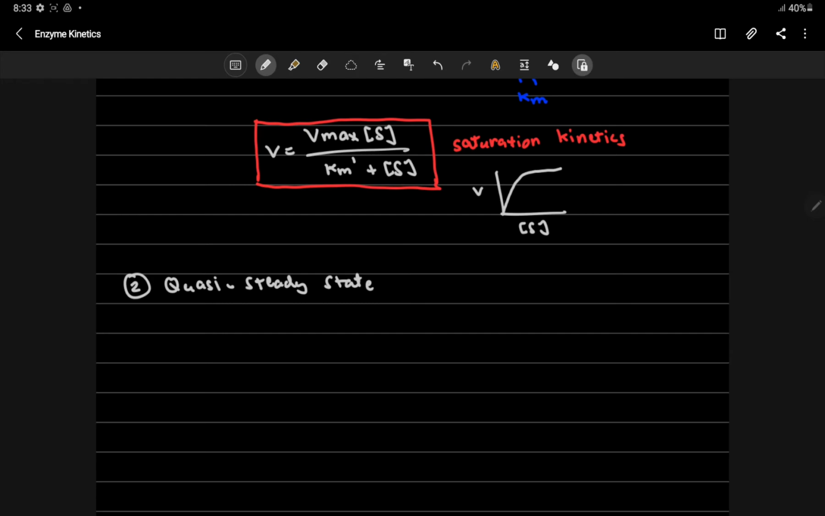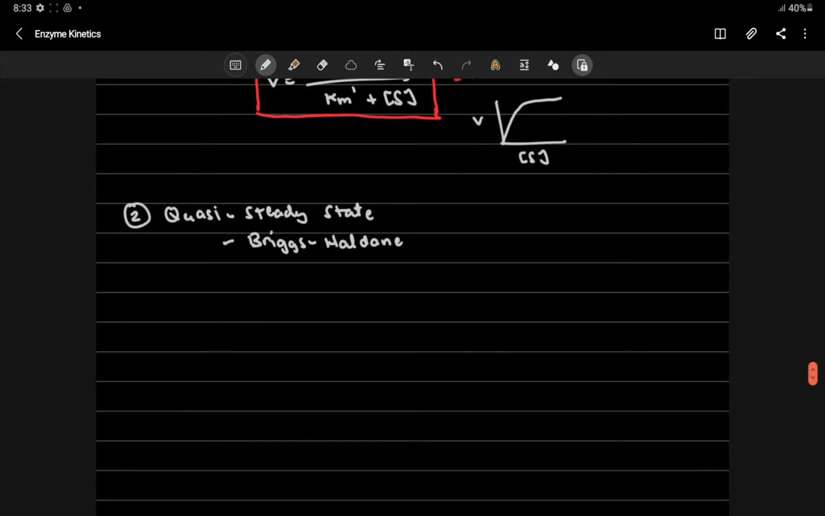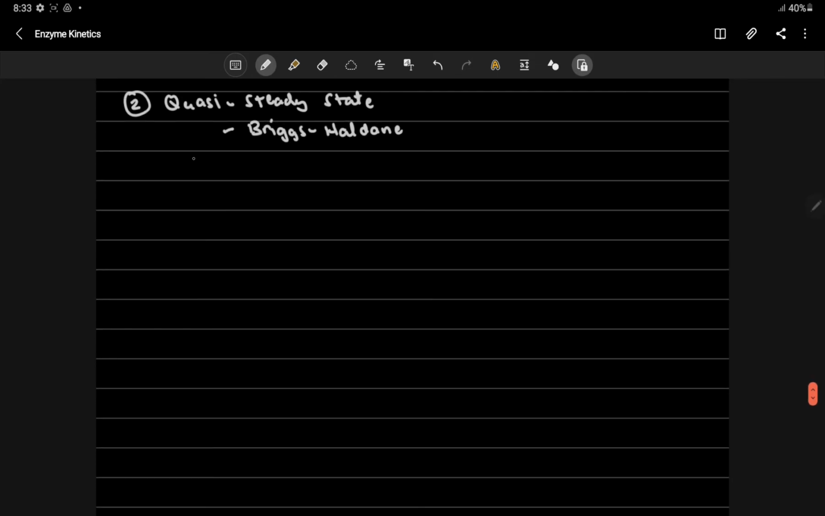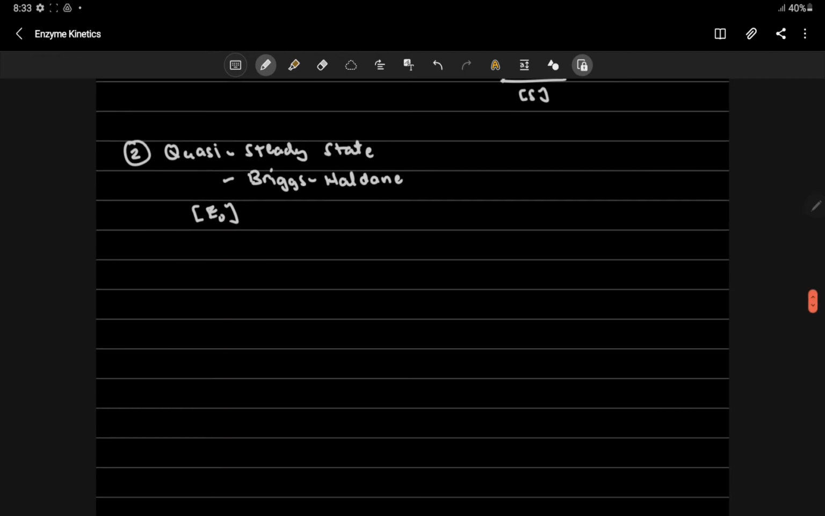And the quasi-steady state assumption was proposed by Briggs and Haldane. I don't know their first names. But it's an alternative to the Michaelis-Menten assumption. But what it says is that our initial enzyme concentration is very small compared to the initial substrate concentration.